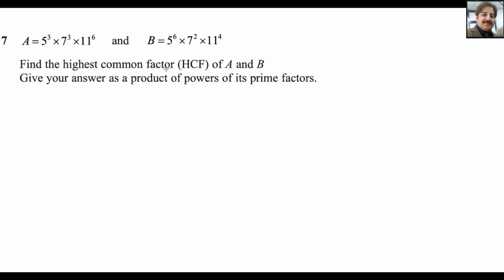Find the highest common factor, HCF, of A and B. Give your answers as a product of powers of its prime factors. Prime factors are already given here, if you notice that. Here 5 cube, here 5 to the power 6, and here 7 square, 7 cube, and here 11 to the power 4 and 11 to the power 6.